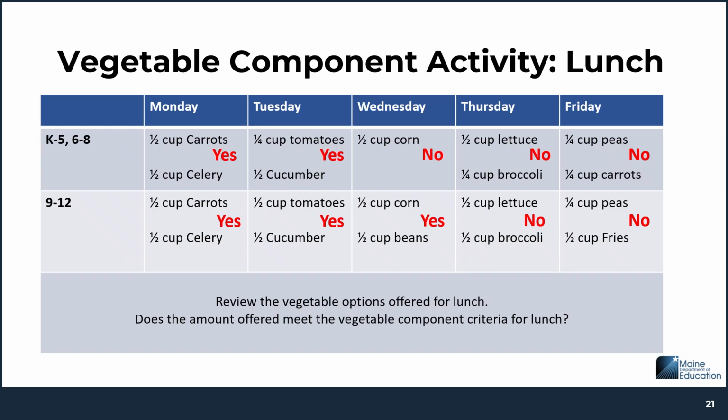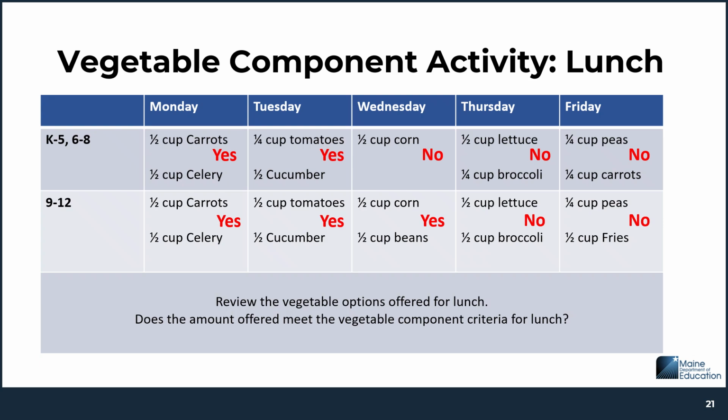Okay, so with our sample menu, for grades K through 8, the minimum offering of 3/4 cup was met on every single day, with the exception of Wednesday, when only a 1/2 cup of vegetable was offered. At the high school 9 through 12 level, every single day, they met the minimum amount to be offered of 1 cup, with the exception of both Thursday and Friday.